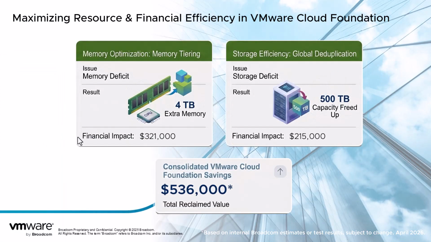By using memory tiering, we saved approximately $320,000 on this one cluster alone by avoiding the need to add extra DRAM. On the storage side, deduplication and compression saved another $215,000 by eliminating the need for additional storage, which brings the total savings on a single cluster to $536,000. That's an enormous amount of savings.